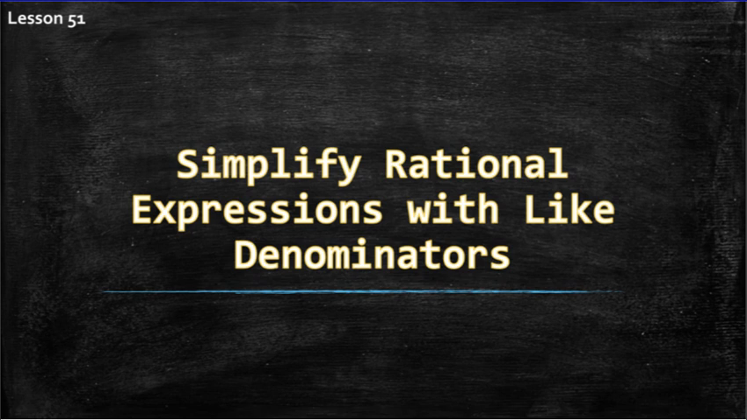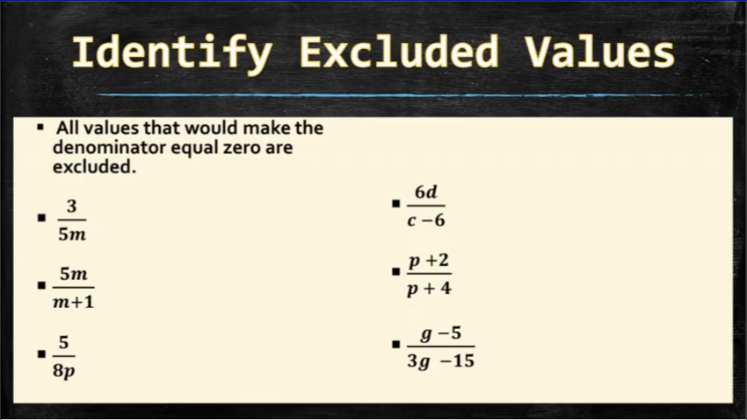Lesson 51, simplify rational expressions with like denominators. So when we are solving these types of problems, just think of it as either adding fractions or simplifying just regular expressions that we've done before. You are factoring out the greatest common factor, if there's a greatest common factor. And then the excluded value, remember the excluded value is what makes the denominator equal to 0. Because the denominator can never equal 0 because we cannot divide by 0.